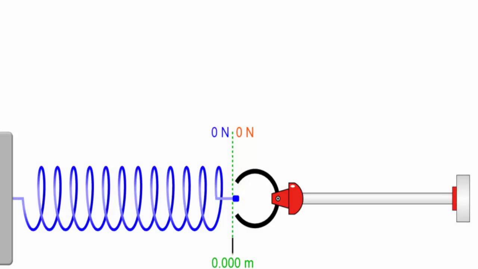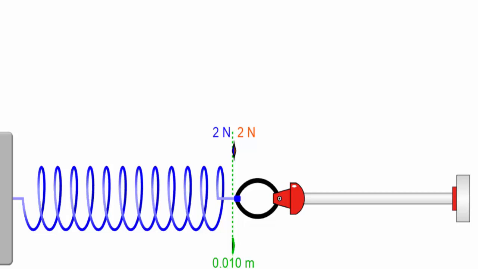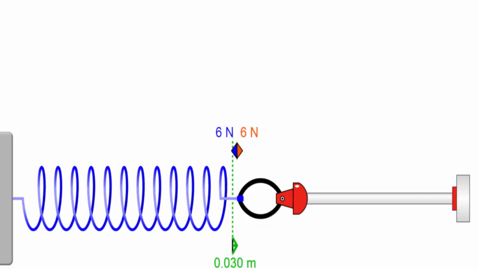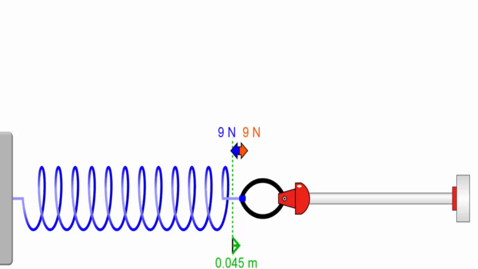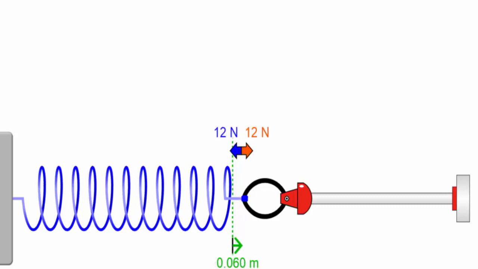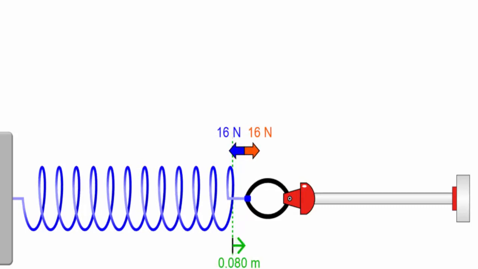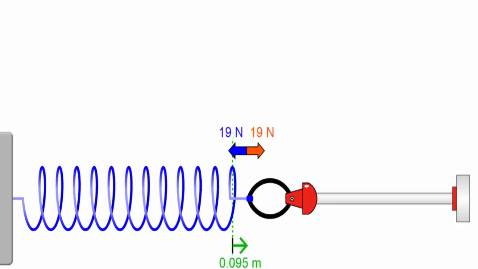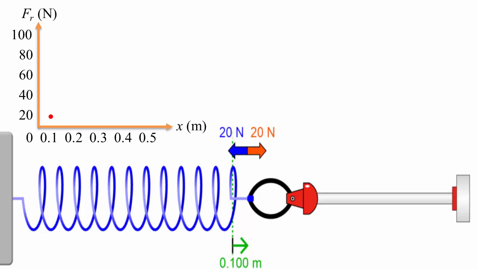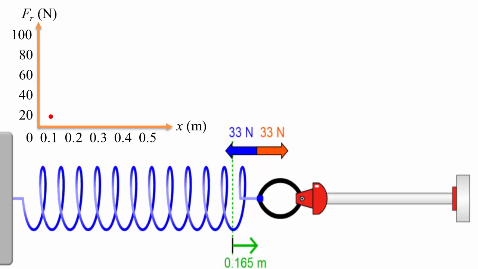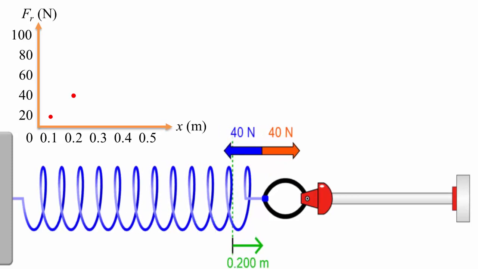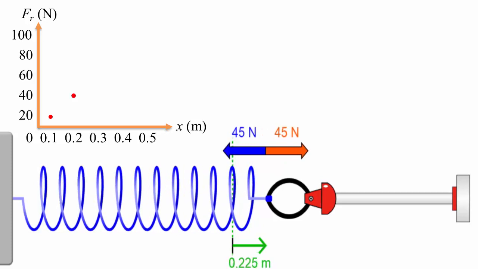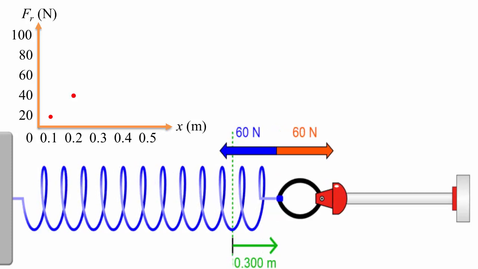Consider the following spring. When we apply a force to the spring, as indicated by the red arrow representing the applied force vector, the spring exerts a force back equal to the applied force in the opposite direction, as indicated by the blue arrow. So for this spring, a force of 20 newtons stretches it by 0.1 meters. If we apply a force of 40 newtons, the spring stretches by 0.2 meters. An applied force of 60 newtons stretches the spring by 0.3 meters.